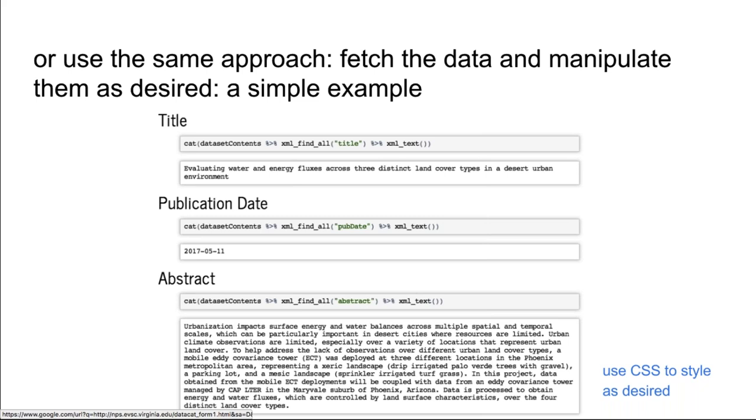I'm parsing those XML data into objects. Now I can put those things together any way that I want, pull out what I want, string them together the way I want, whatever I want to do. And here it's just title, publication, abstract. I'm rendering those things in HTML. Now, in both cases, I'm rendering in HTML, so you can just use CSS and style these things any way you want.